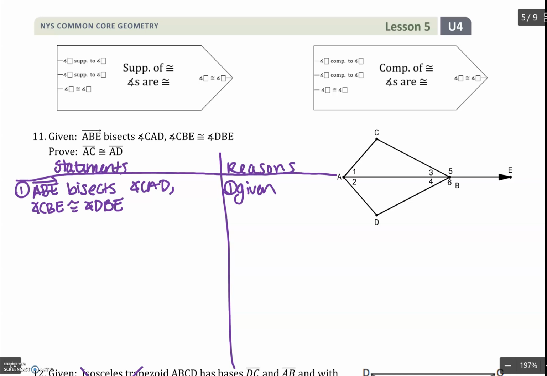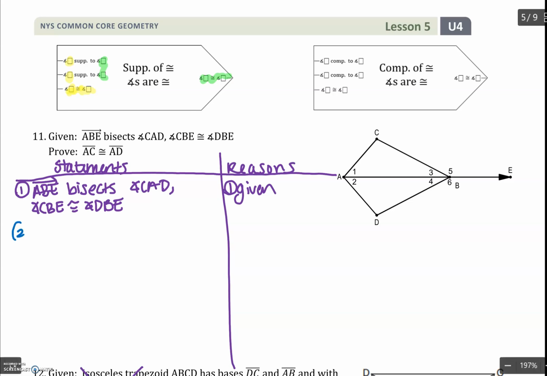We're going to start off at number 11, and we're going to talk about a new idea of supplements of congruent angles are congruent. So what that means is if I have two pairs of supplements, and I happen to know that one from each pair is the same, then that means that the other pair has to be the same too. And the same applies with complements, but this particular problem focuses on supplements.